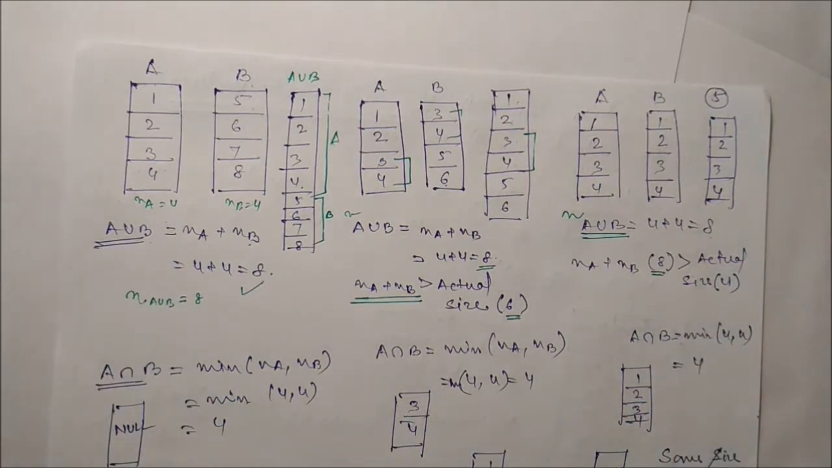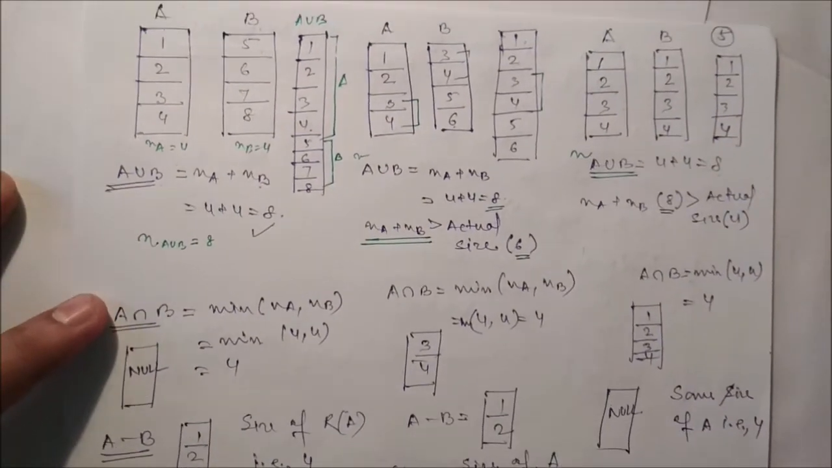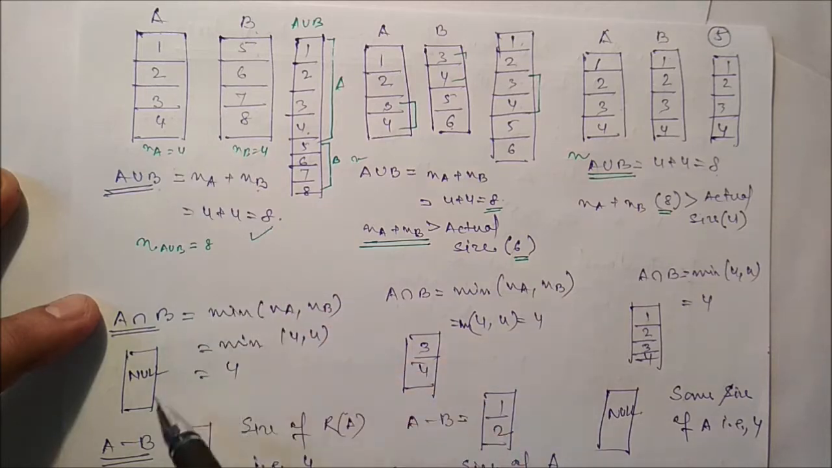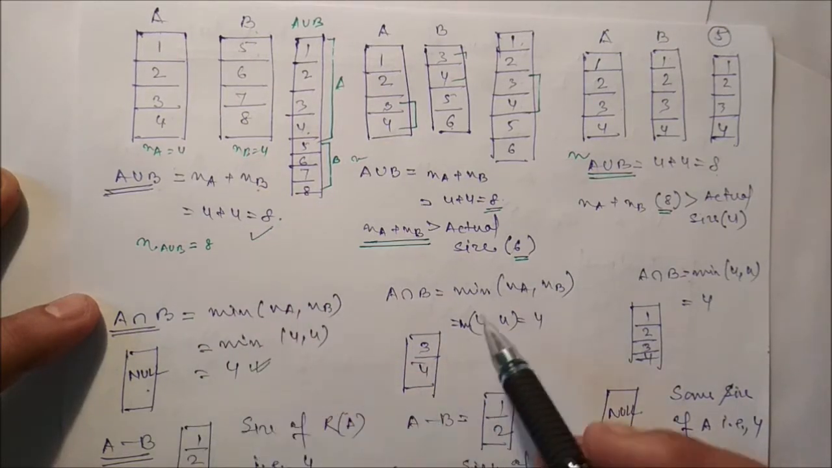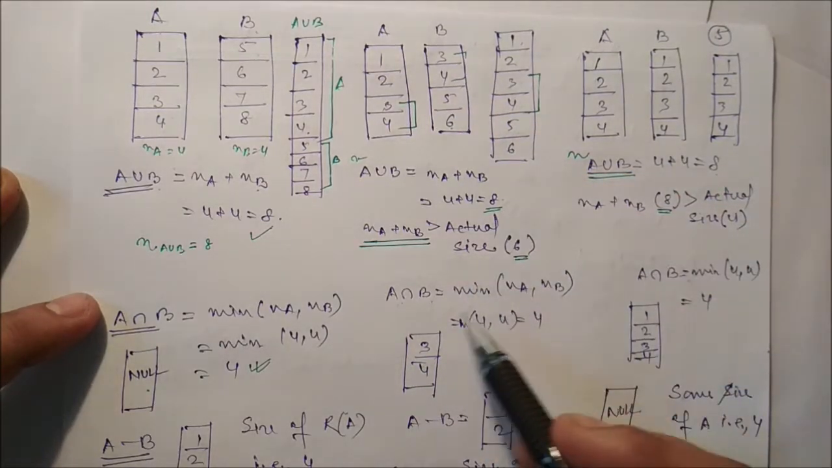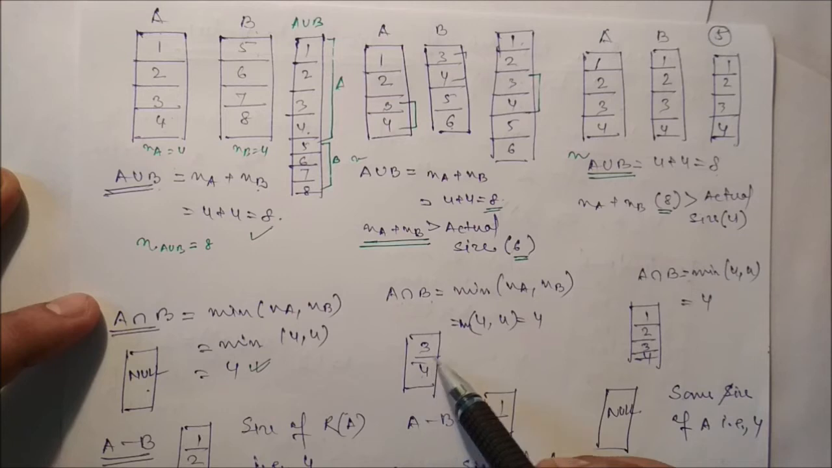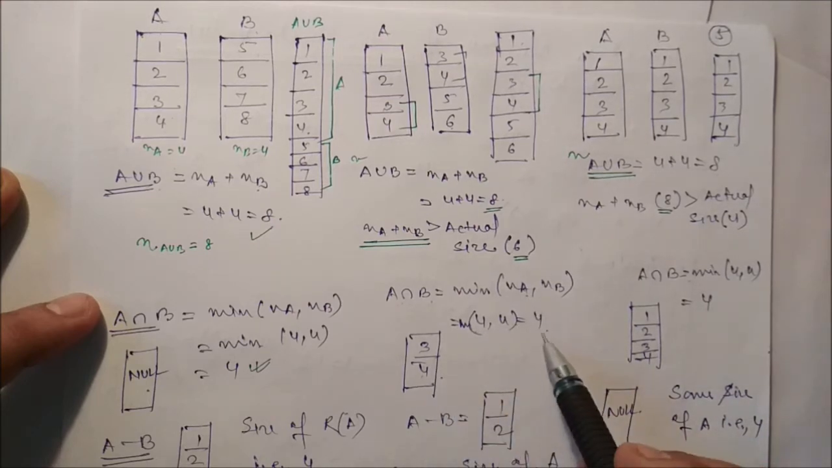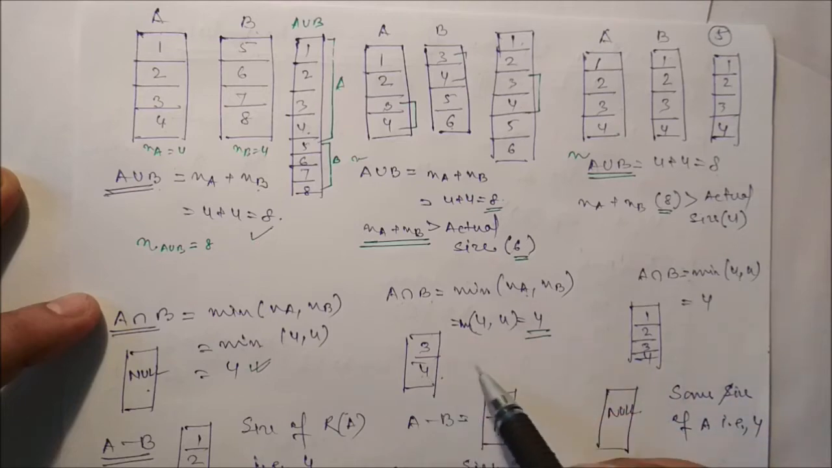Similarly, if intersection is there, we have to take the minimum. So what is A intersection B here? It is null, so we take the minimum, which is 4. That means we take the upper bound. In the other case, A intersection B is 3 and 4, but the sizes of A and B are 4 and 4, so we take the minimum one. So 4, the upper bound.